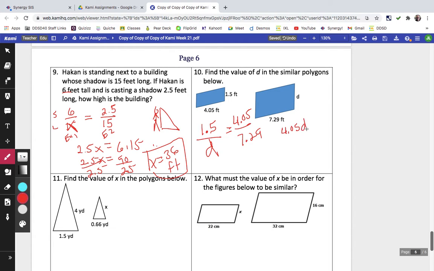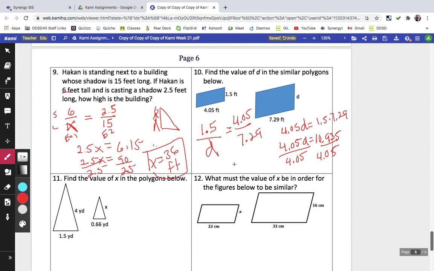4.05 times D is equal to 1.5 times 7.29. 4.05D equals 1.5 times 7.29 equals 10.935. And I'm going to guess that this is going to come out evenly. We'll see. We'll do 10.935 divided by 4.05 equals 2.7. Not bad.